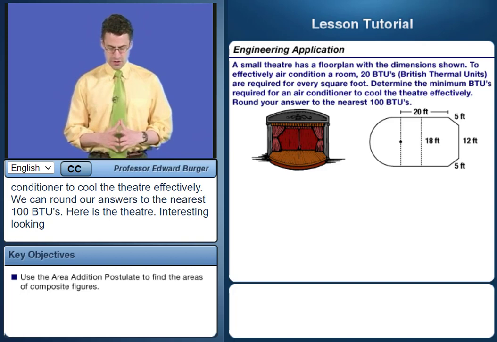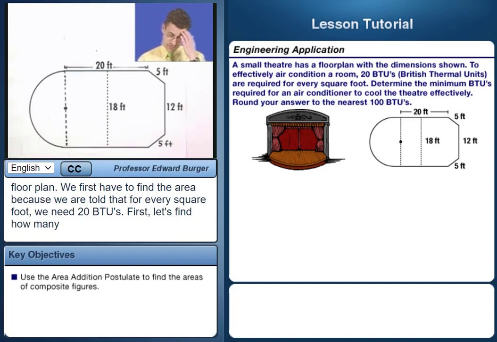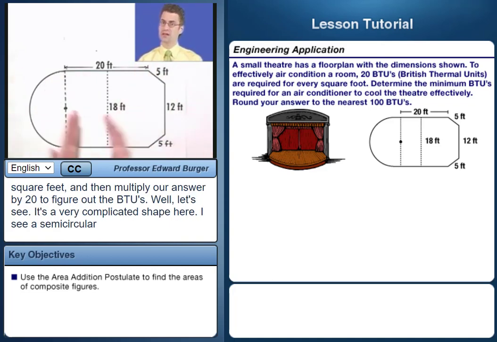All right, so here's the theater. Interesting looking floor plan. What we first have to do is find the area, because we're told that for every square foot we need 20 BTUs. So first let's find how many square feet, then multiply our answer by 20 to figure out the BTUs.